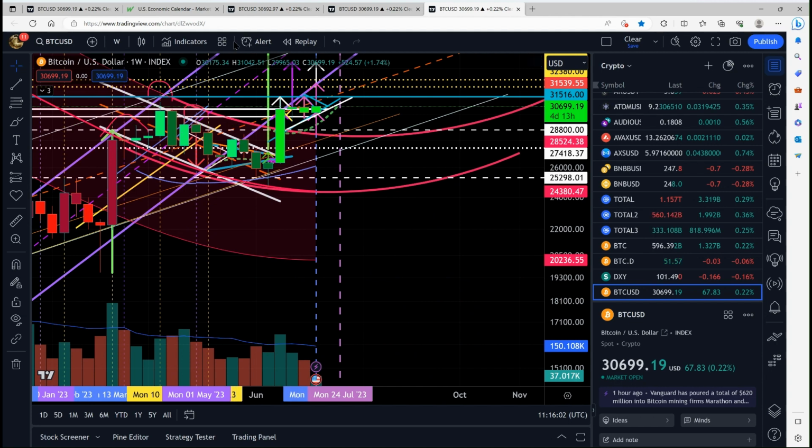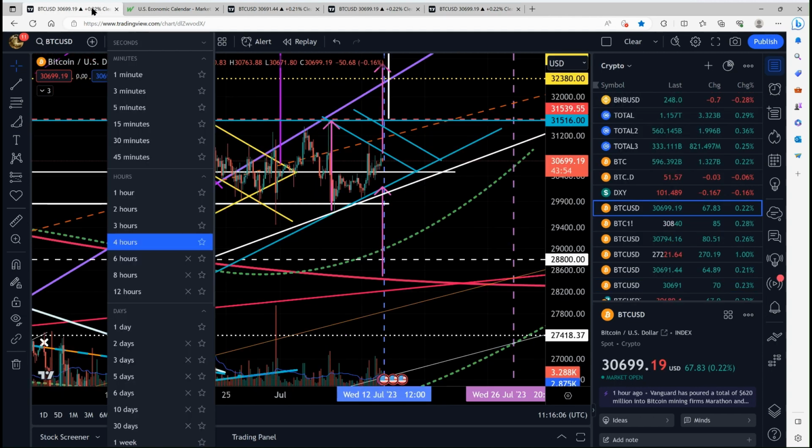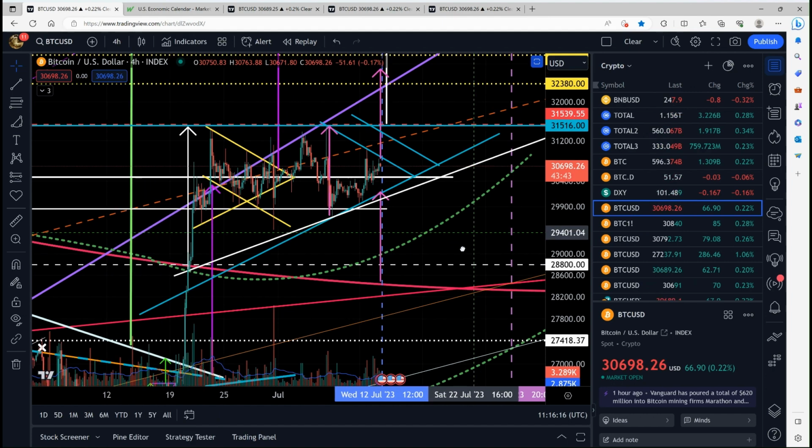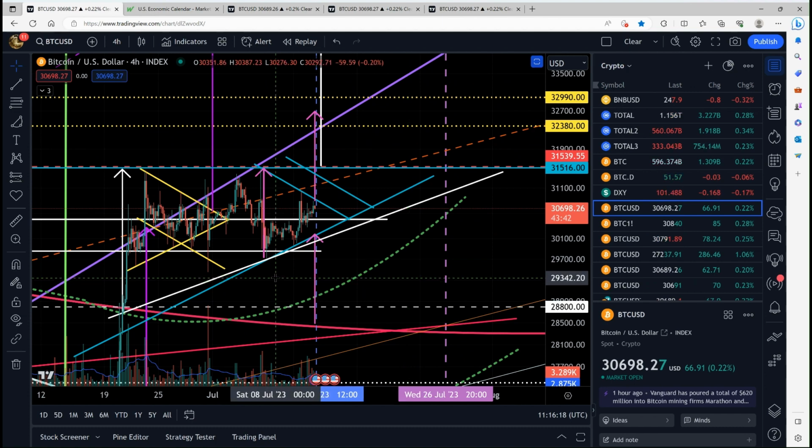But it was just interesting to note that that does come right down here to the top of the weekly Gaussian channel. So I expect some volatility right now in the next couple hours. Maybe we do get a wick. Hard for me to imagine we'll get a wick down that far.